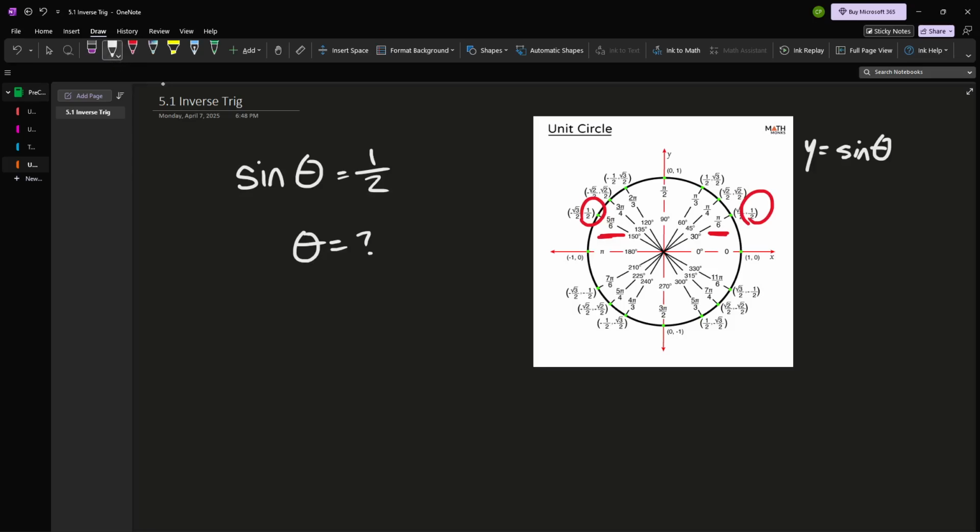And this is stuff we've talked about before. And we did maybe 2 questions like this, where we look at unit circle and find out, oh, theta is pi over 6 as well as 5 pi over 6.